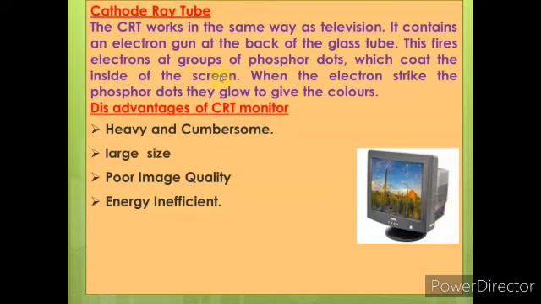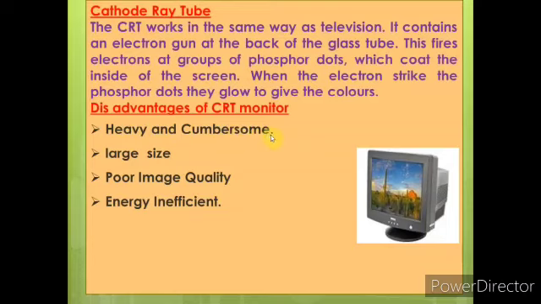This fires electrons at groups of phosphorus dots, which coat the inside of the screen. When the electrons strike the phosphorus dots, they glow to give the colors. Nowadays, it is not in use because it is heavy and cumbersome, large in size, has poor image quality, and is energy inefficient.